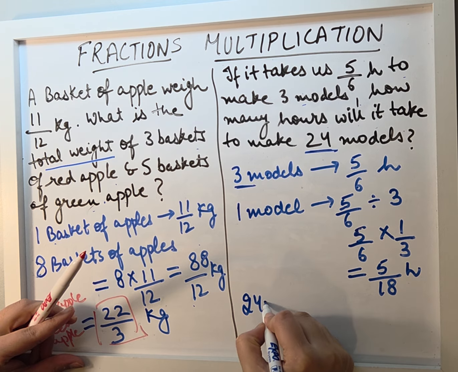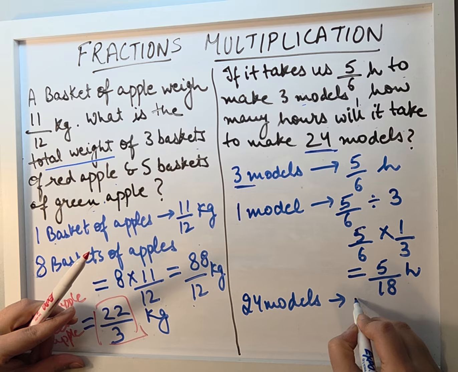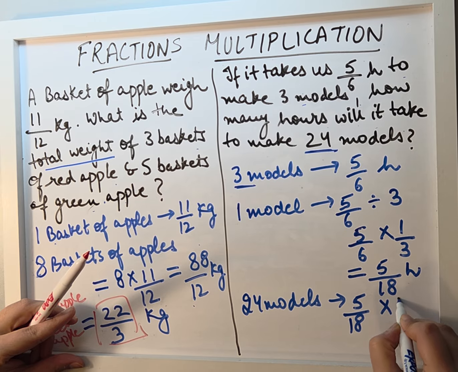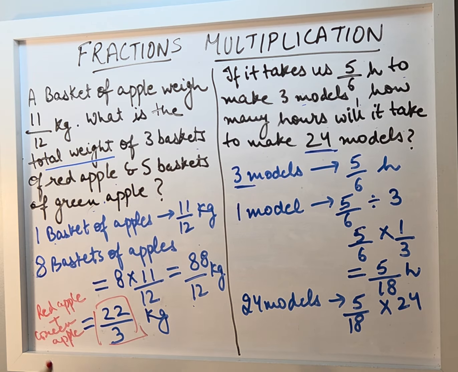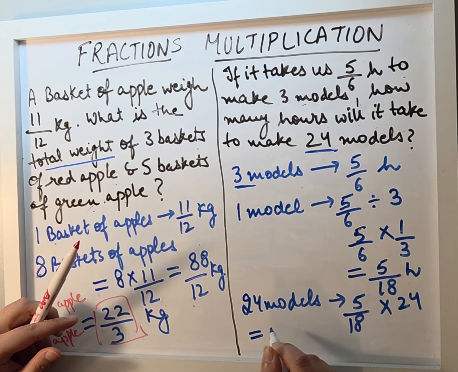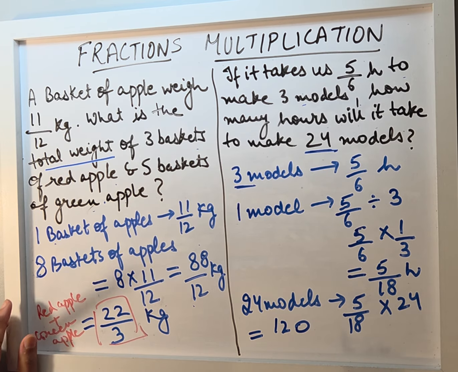So now for 24 models, it will take how much time? Now it becomes a problem of simple multiplication. So 5 by 18 into 24. Okay, so what will it become? So 24 into 5 is how much? 120.